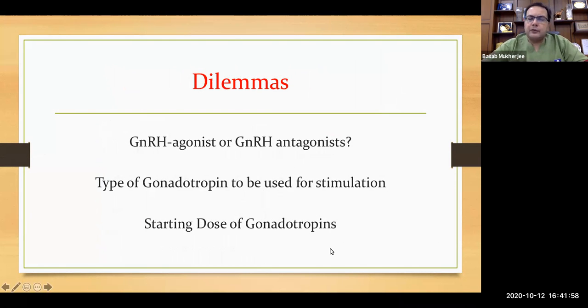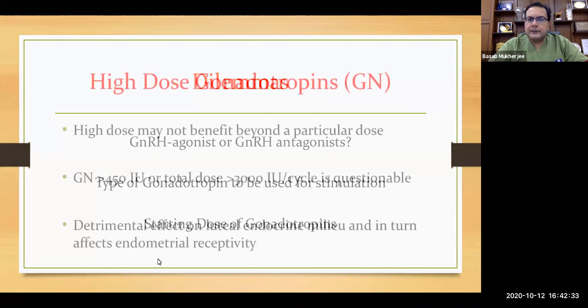So the dilemmas which one would have would be whether to use GnRH agonists or GnRH antagonists. Not very different outcomes, but again, from center to center, some IVF specialists would claim that they're getting better results with one. The type of gonadotropin to be used for stimulation: whether you will use FSH alone, or whether you will look at HMG as an option. The starting dose of gonadotropins: if you start with at least 150 or above, the question is, you would possibly be considering starting at a higher dose. Does that make a difference? How much does that help?